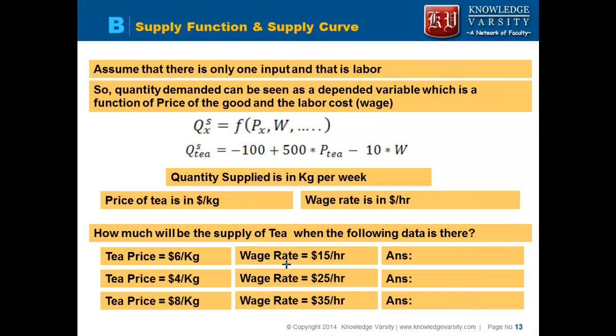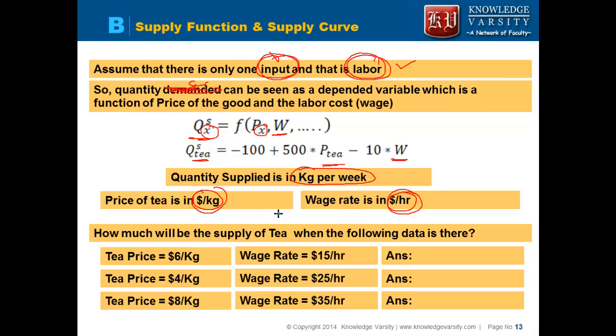Suppose we are considering only one input, and we have considered labor as the input. The quantity supplied of a product X depends on the price of the product X and also on the wage, which is the labor cost. So the quantity supplied of tea depends on the price of tea and on the wage. Quantity supplied here is in kg per week, the price of tea is in dollars per kg, and the wage is in dollars per hour.